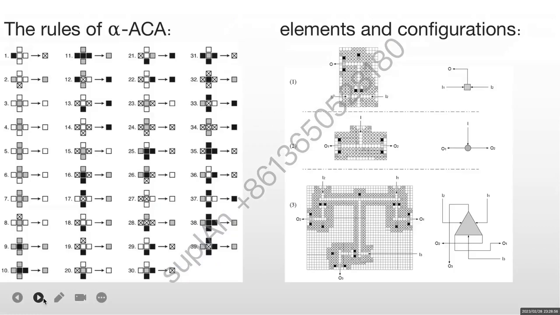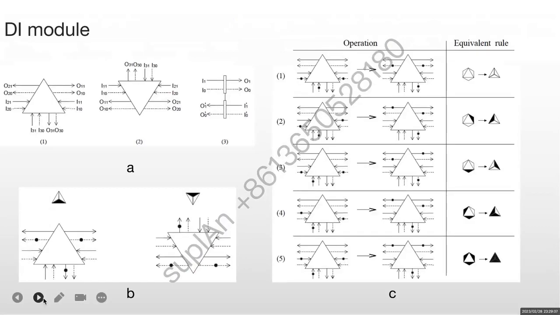These are the rules of alpha ACA and the spatial configuration of circuit elements. The simulation of synchronous PTCA is completed by dividing the cell space into blocks and then embedding delay insensitive circuits into each cell block. In addition, the delay insensitive circuit in each cell block interconnects with other circuits in the adjacent cell block.